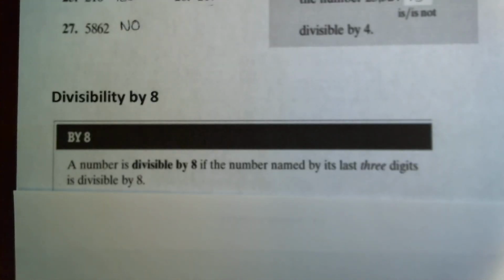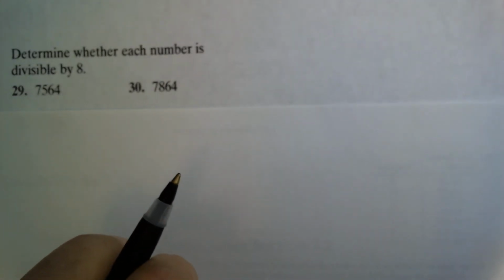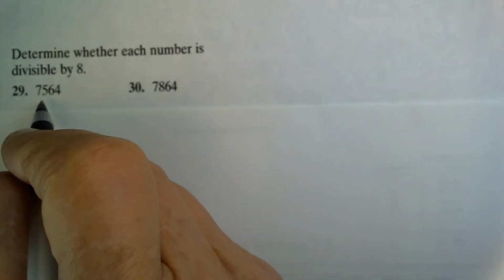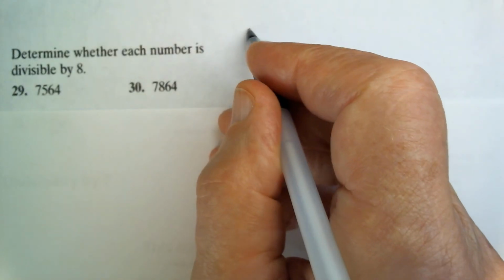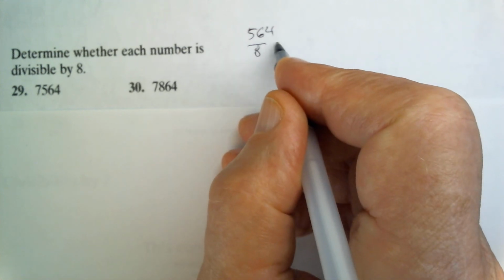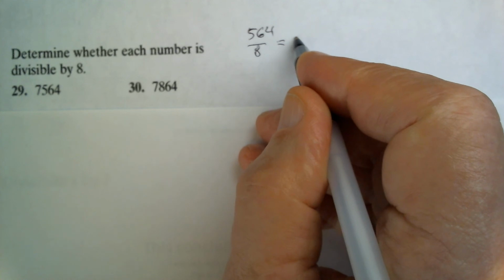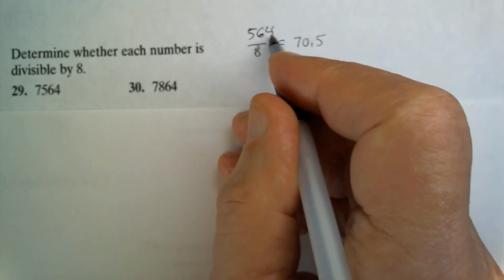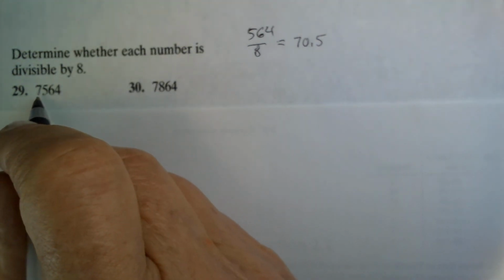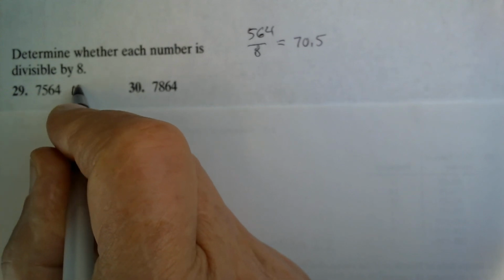So again, a number is divisible by 8 if the number named by its last 3 digits is divisible by 8. So let's look at some simple exercises to test this. Here we are asked to determine whether each number is divisible by 8. So we look at number 29, and we take the last 3 digits, 564, and divide that by 8. And since that's equal to 70.5, in other words, 564 is not divisible by 8, the whole number 7,564 is not divisible by 8.